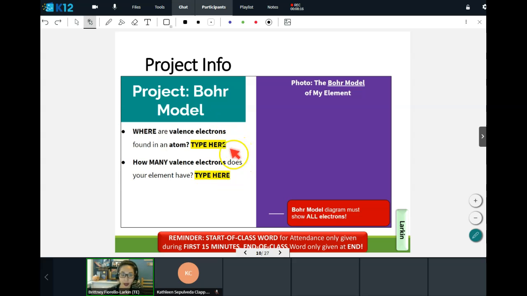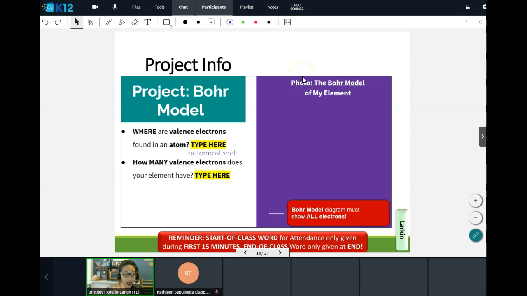Yeah, exactly, Shelby. So where are valence electrons found on the atom? You should already know this from last week. Valence electrons are always found on the outermost shell. That's actually the answer right there. I'm giving you the answer right now. They are found on the outermost shell of the atom.